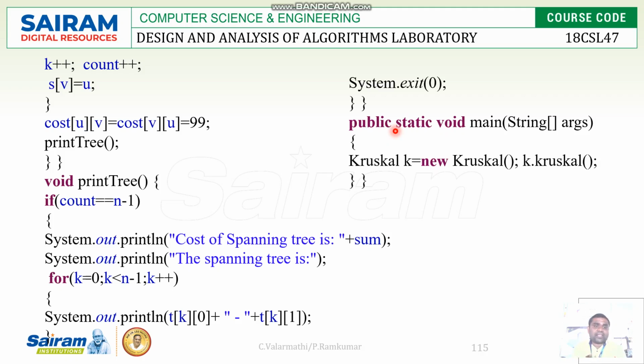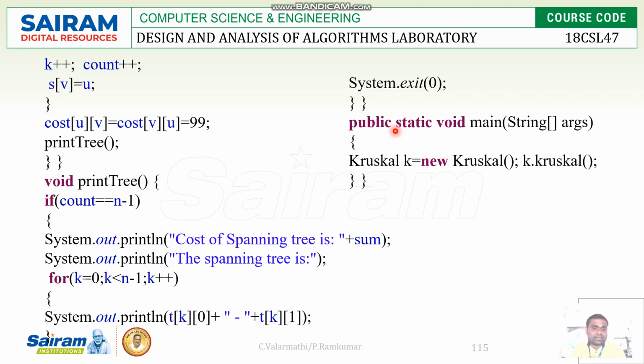Then I am identifying the cost value: cost of u comma v equal to cost of v comma u, which is assigned 99. Then a tree structure will be printed. Print tree means the entire weight will be added together and displayed here. Then in the subsequent part I am calling that function, void print tree.